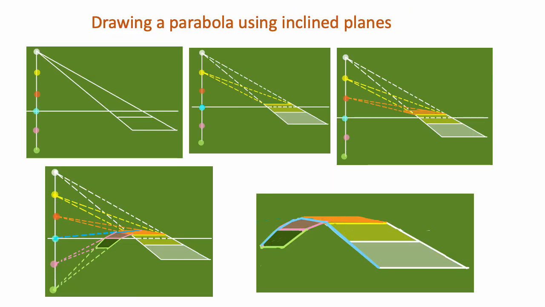Another way to draw parabolas is using inclined planes. So divide up this vertical line into equal units, and then we can start with this white box that goes to this top vanishing point. The next one connects to the white box and vanishes at this yellow dot here, and so on. And then you get a curve like this. Superimpose the two curves and have the one in front be lighter than the one in back.